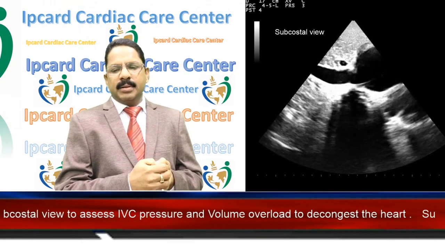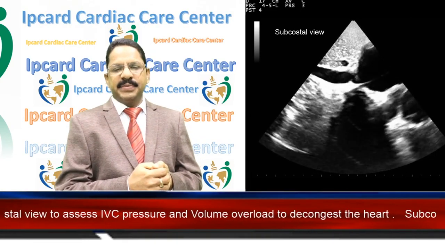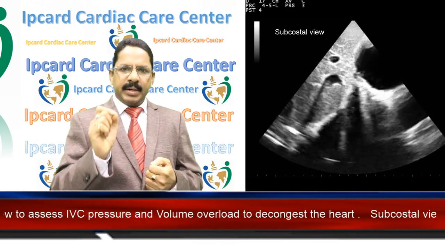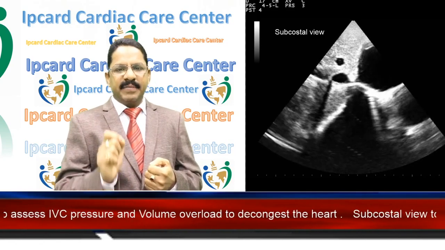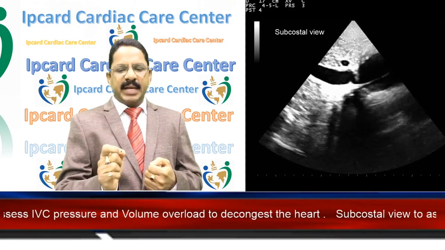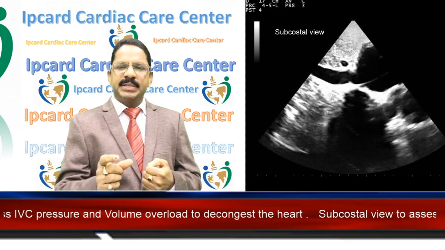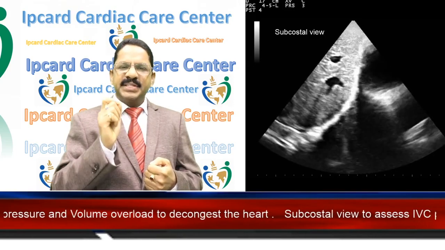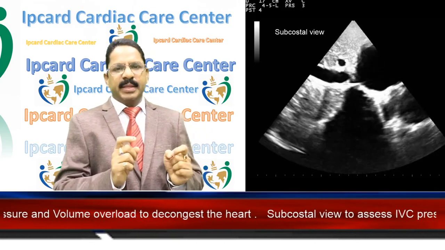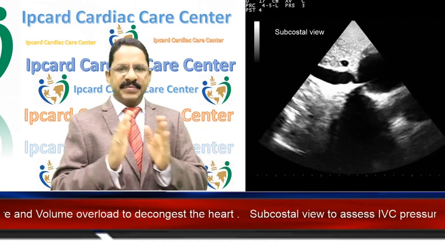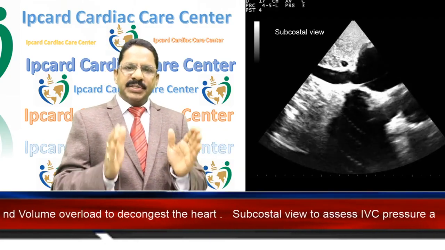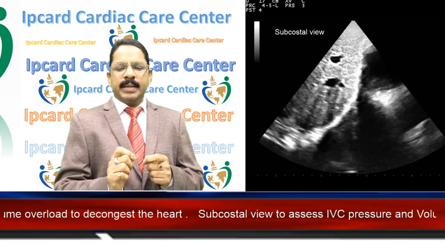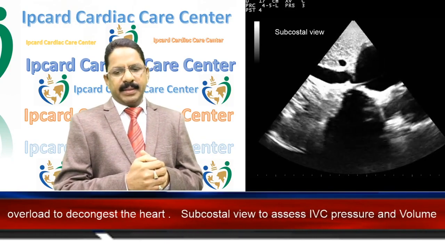This is a subcostal short axis view. In any congestive heart failure patient, before titrating the dose of diuretics or vasodilators, IVC pressure, IVC distension is a very important parameter to titrate the dose of diuretics. Diuretics are the mainstay of treatment for congestive heart failure, whether right-sided or left-sided heart failure. So increasing the dose of diuretics should be based on IVC pressure.